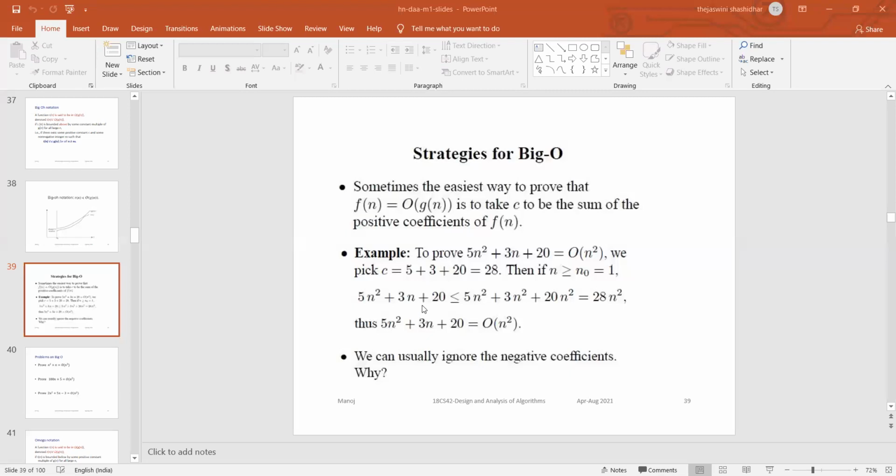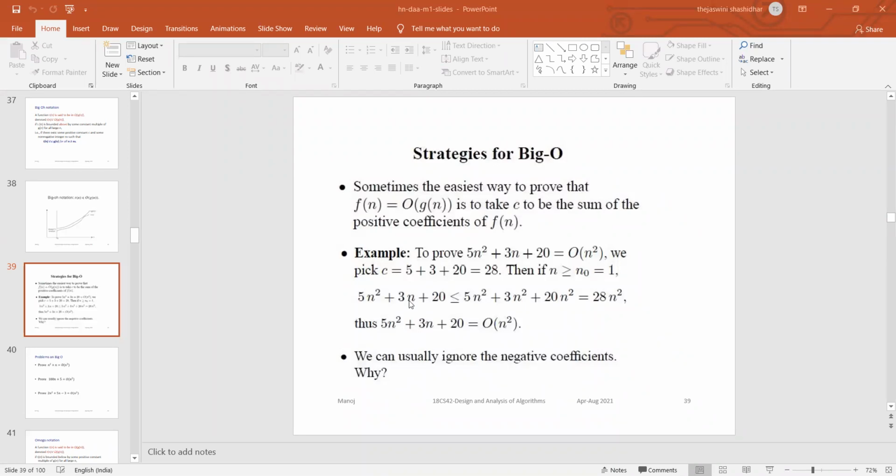So you leave the entire question part. As it is less than or equal to this part, we take 5n square plus 3n plus 20. In that, the highest order you have, that you have to take. Keep this in your mind.